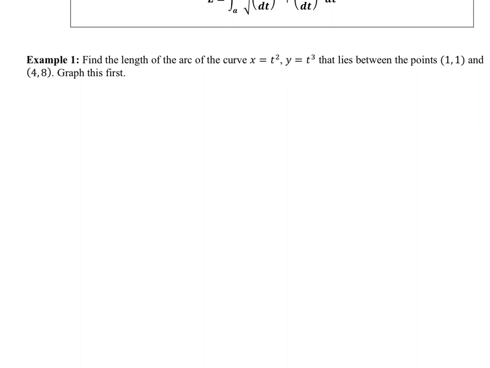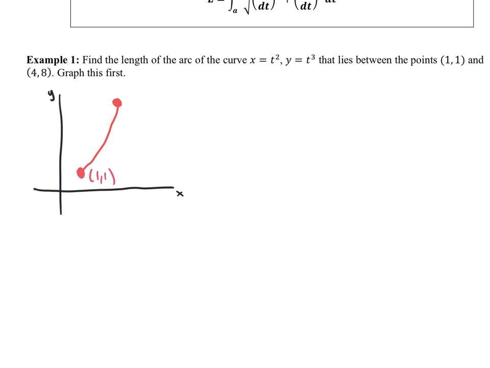Okay, so let's take a look at example 1. This is in parametric form. And so we have x equal to t squared, y equal to t cubed. The curve lies between the points (1, 1) and (4, 8). If you were to think about this graphically, this is x and y, and you have (1, 1), and then (4, 8). I'll exaggerate it a little bit, so maybe it looks like this. We're just looking for the arc length between these 2 points.